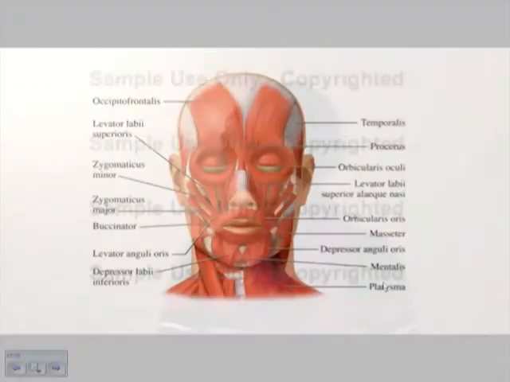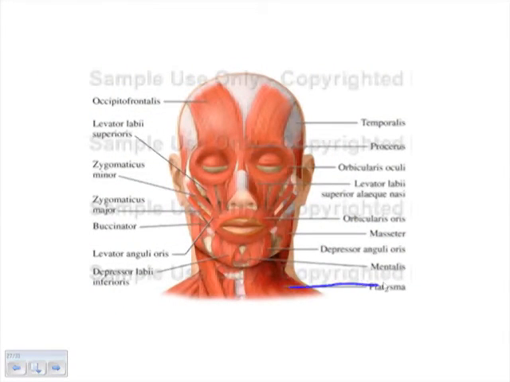The platysma is this long, thin muscle that covers most of the anterior and lateral surface of your neck, extends from the pectoralis major, that is a fan-shaped muscle, and inserts into the angles of the mouth. Okay, and it depresses the mandible. So that's platysma right there.